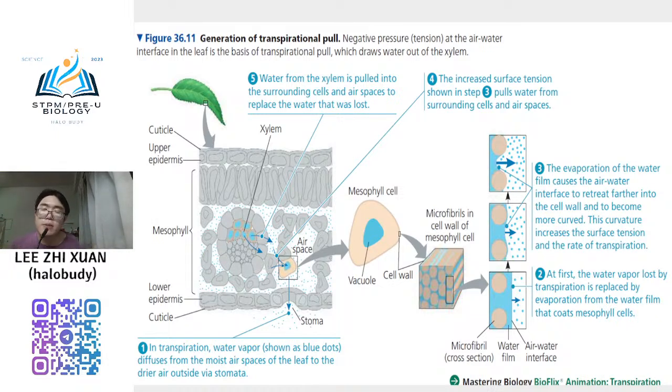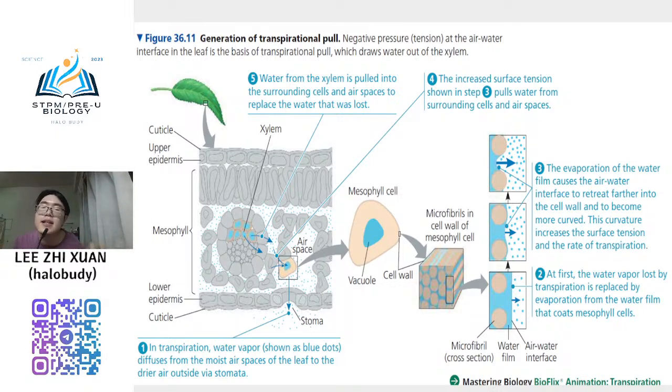You don't need to explain about the cohesion-tension theory. Don't need to explain that. If the examination is focused only on the transpiration pull, this is the process by which the transpiration pull is generated, but it does not involve cohesion-tension theory yet. So you need to differentiate them. Cohesion-tension theory and transpiration pull are different things, but they are highly related.